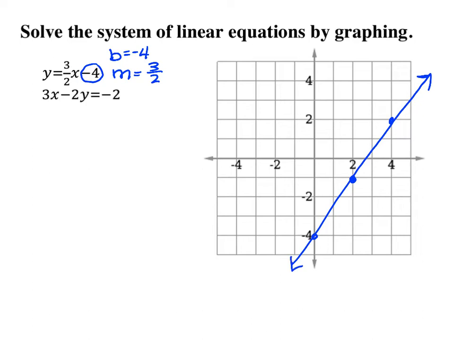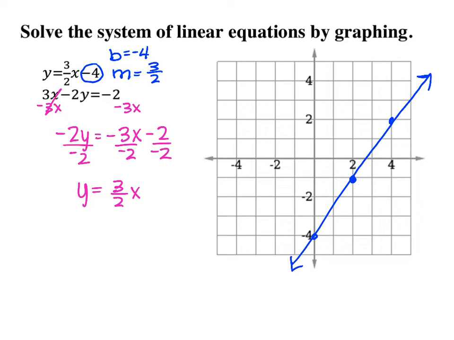And then in my other color, I take my second equation. In order to graph that one, I need to get y by itself. So I'm going to subtract 3x from both sides. I get negative 2y is negative 3x minus 2. And if I divide everything by negative 2, y turns to positive 3 over 2x plus 1. And there's a hint already. If I look and say, well, b is 1, m is 3 over 2.